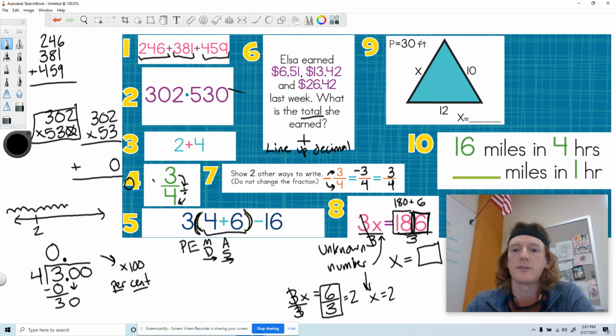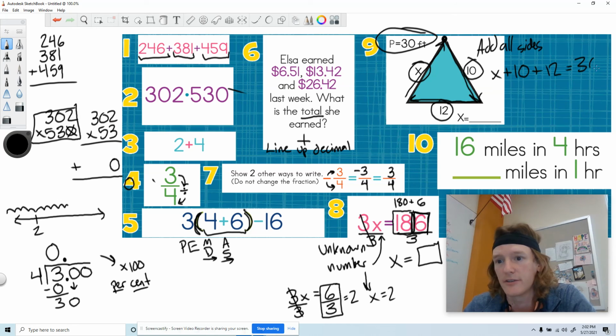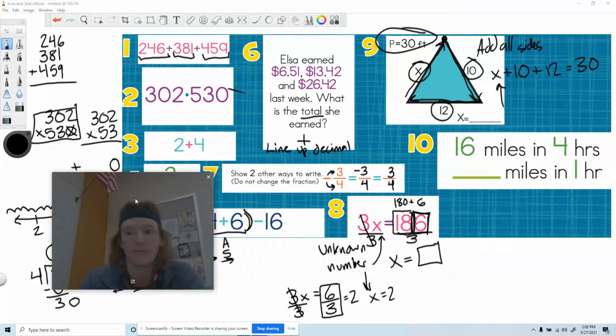Number 9, they tell us our perimeter is 30 feet. Well, perimeter is, if we start right here and we go to the bottom corner on the right, and then we go to the left corner, and then we go back up. That's where we add all the sides. So we know that this side, x, plus this side, 10, plus this side, 12, is equal to the perimeter of 30. So you can figure out the missing number in this equation. What is that unknown number?